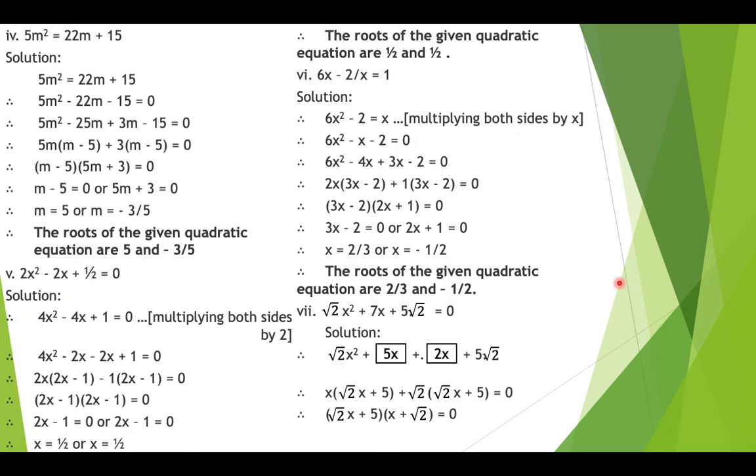Okay. Now let us go for the fifth sum. Over here 2x square minus 2x plus half is equal to 0. So what we can do over here is multiply both the sides by 2. When you multiply both the sides by 2, we are going to get 4x square minus 4x plus 1 is equal to 0.